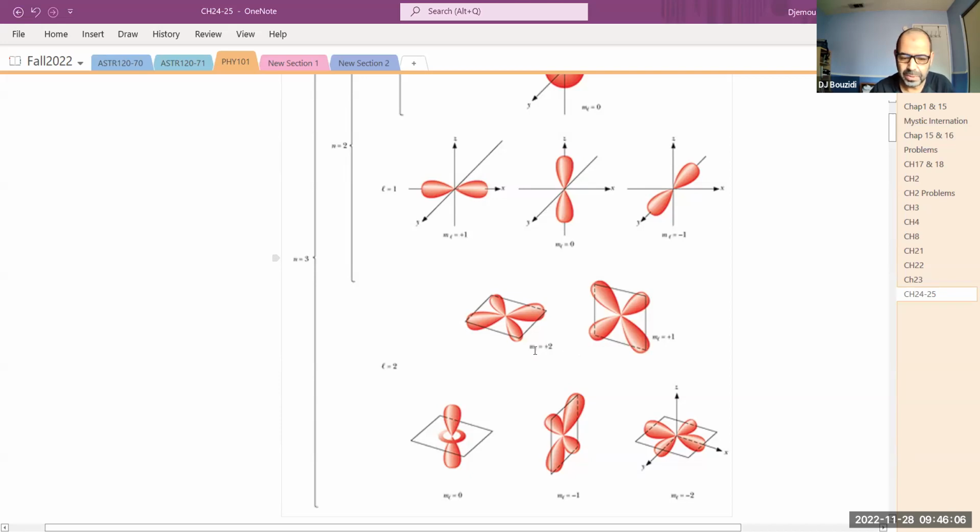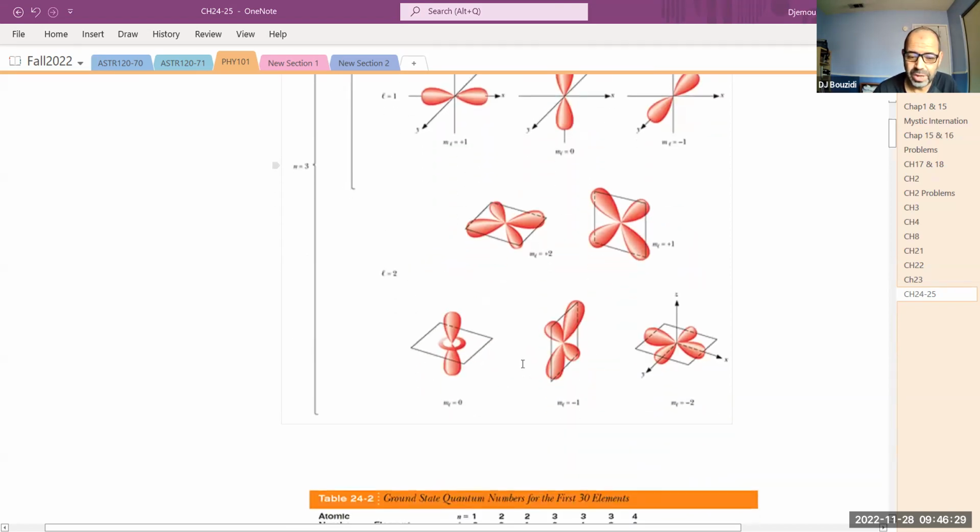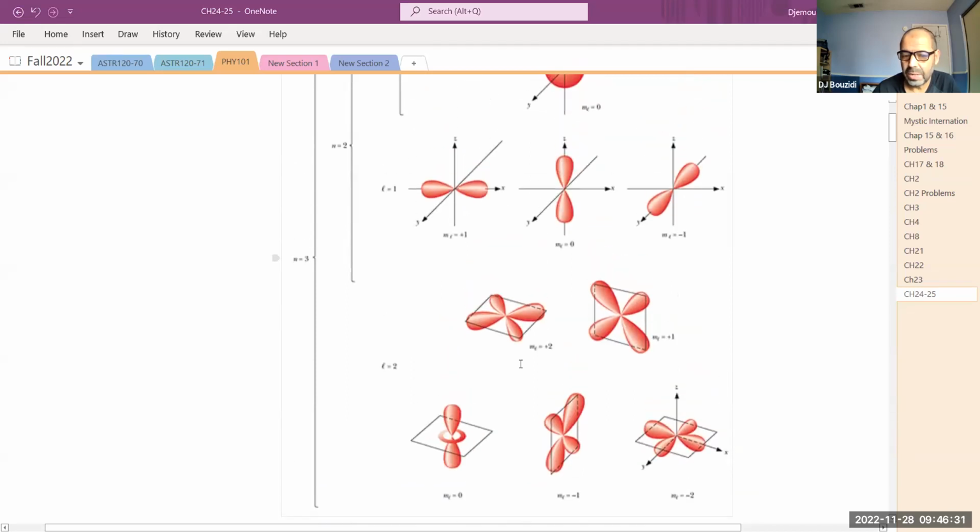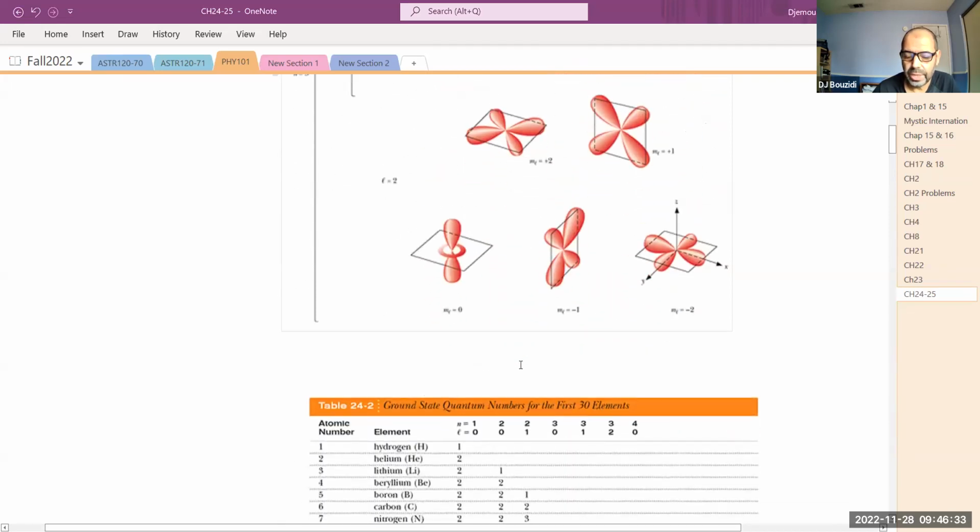In this case, it's the plane perpendicular to the z-axis. Actually, this is the one perpendicular to the z-axis. This is perpendicular to the, anyway, the three axes, orientations with these different distributions. The problem gets very, very complicated. Even mathematically, it becomes a very complicated problem. And this helps us understand the periodic table a lot better.